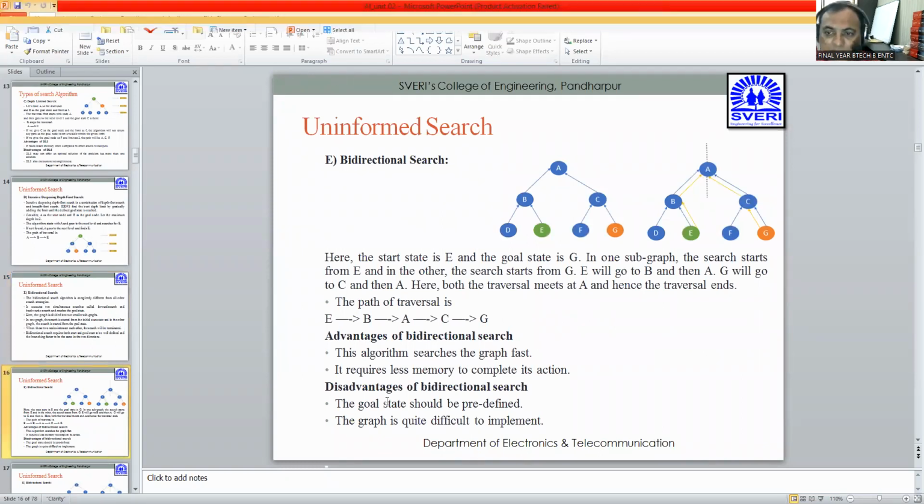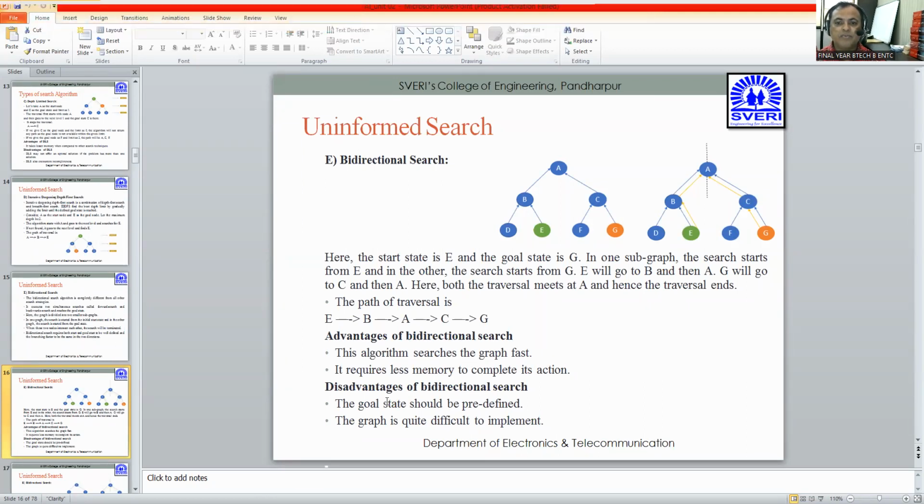You can see that the graph is divided into two subgraphs. In one case, it will start from E, that is the starting node. And in the other graph, it will start from G, which is called the destination node. Now, when it starts from E, first it considers the path of traversal from E. From E, it will go to B, then to A. This is the first subgraph.